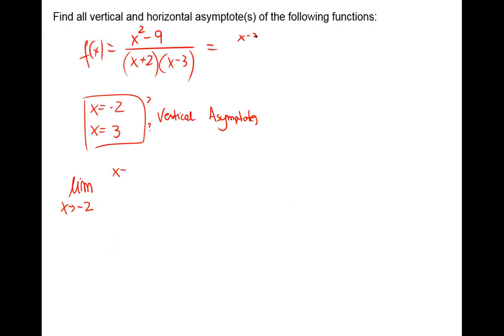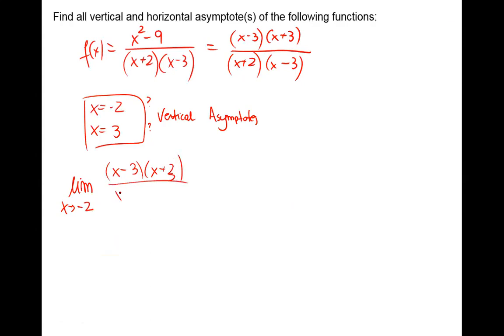I can factor it out, because it's an important question, because you will right away put in -2 and 3. Maybe, but I don't know, I have to check this. x minus 3, x plus 3 over x plus 2, x minus 3. Okay, first of all, I see that I can cancel this out, and then for the limit at -2, I will substitute -2. -2 plus 3 is just +1. -2 plus 2 is 0. That means 1 over 0, 1 over a small number will give me a big number, infinity.